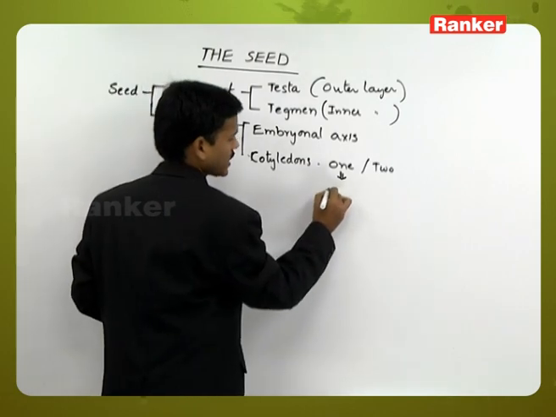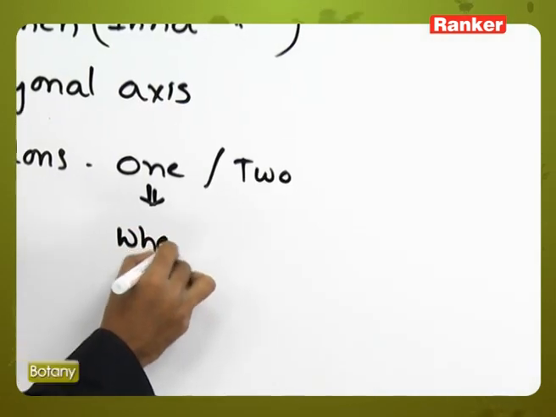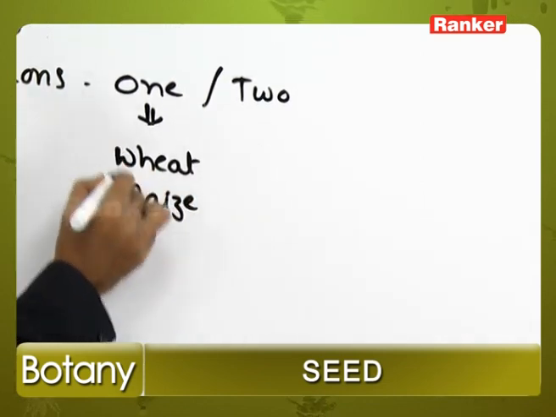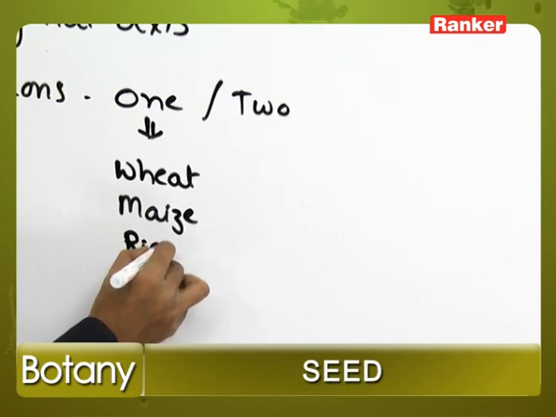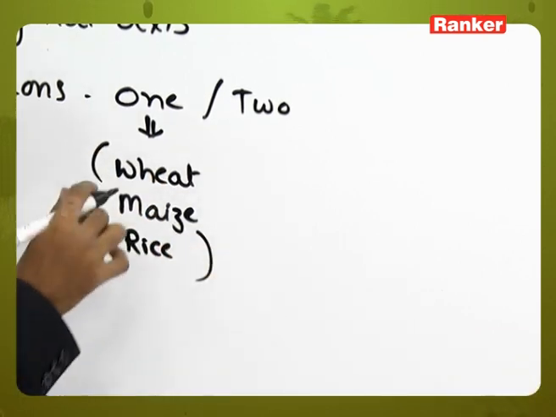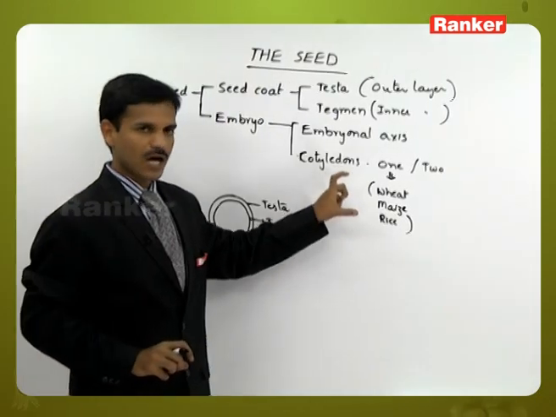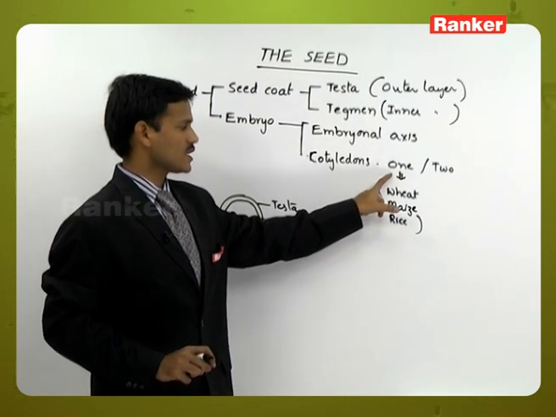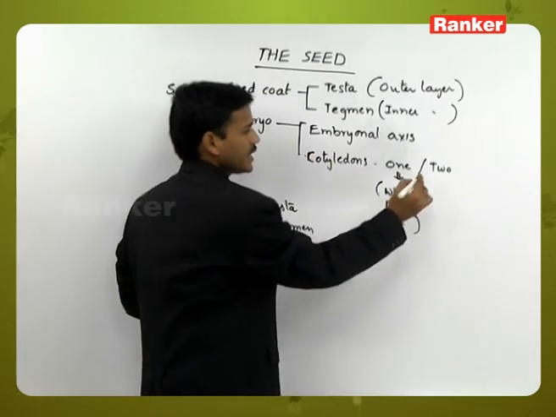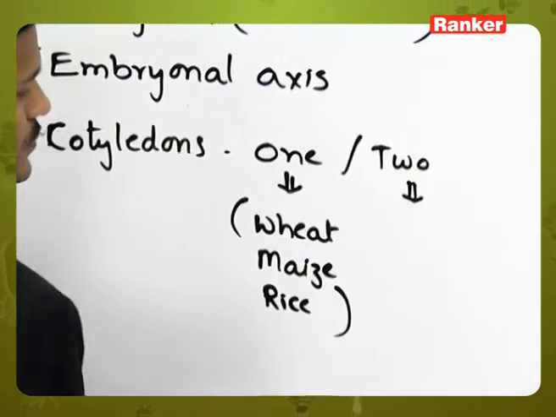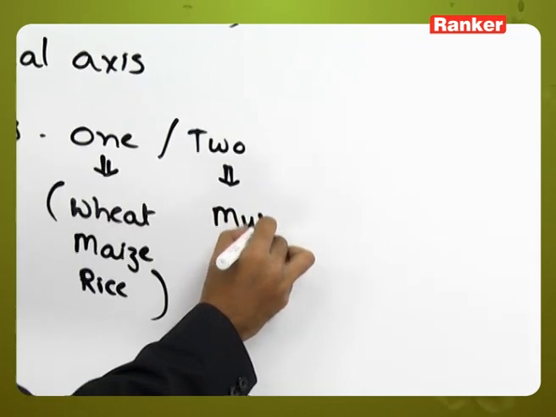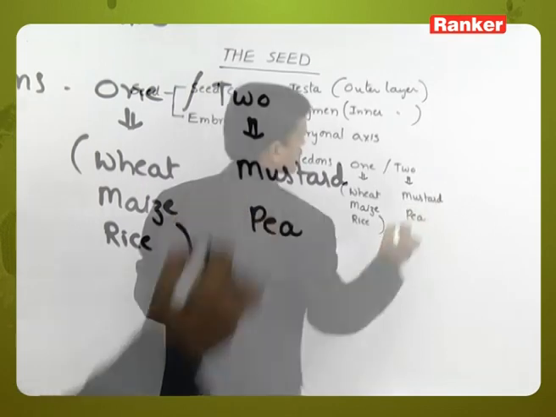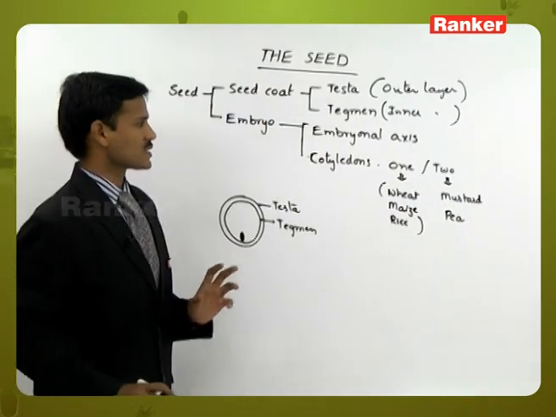Monocot plants are like wheat, maize, rice. These crops are Poaceae family members and are monocot plants. Here only one cotyledon is present. And in dicot plants like mustard or pea, two cotyledons are present.